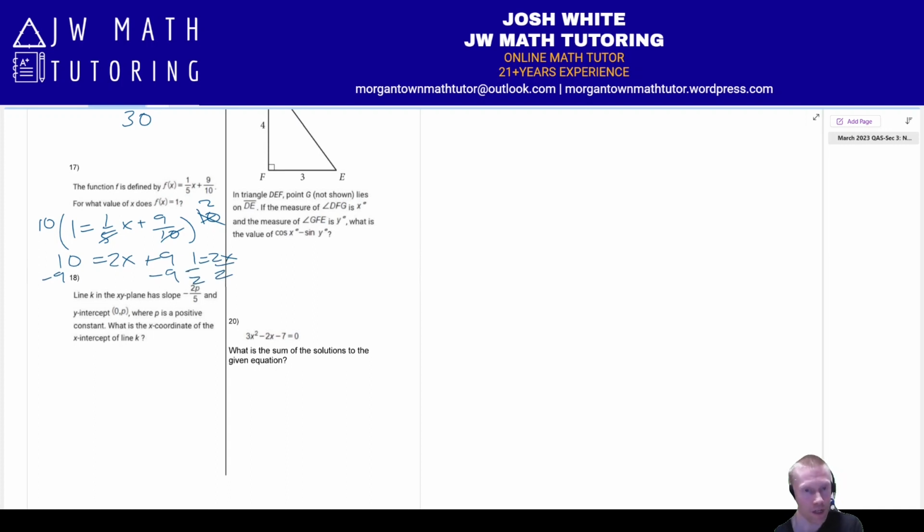So for this problem, there's two answers you could give. You could grid it in as 1 divided by 2. You could also grid it in as 0.5. Either one would be acceptable.